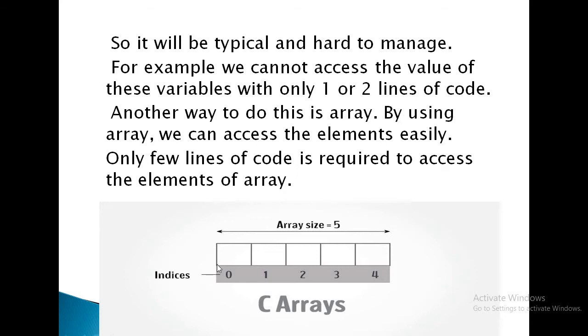So this is the structure of an array. The index value starts with 0. So always it starts with 0. Array cells are arranged, and as per this diagram, the array size is 5, from index 0 to 4. So always the array index starts with 0.